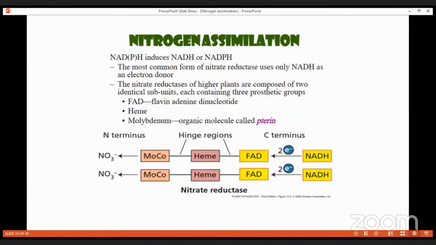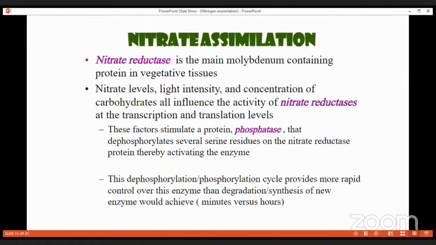So here the NADPH, which is an energy source, is utilized as an electron donor, and the nitrate reductase of higher plants, I have already discussed, contains three prosthetic groups. One is FAD, one is the heme group, and one is molybdenum, as an organic molecule that is also called pterin. Okay, so these are the basic groups involved in the nitrate reductase as a whole unit for working.